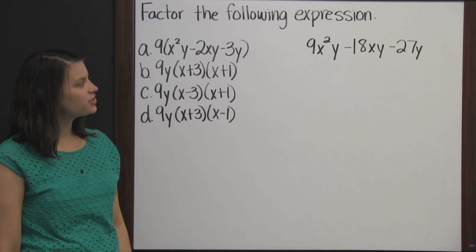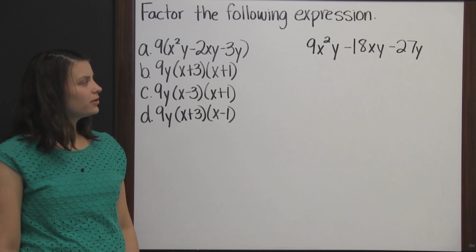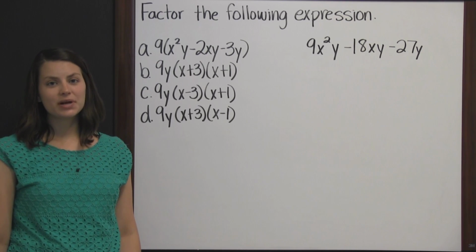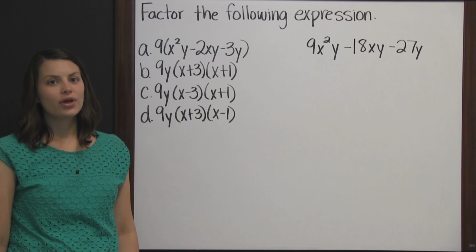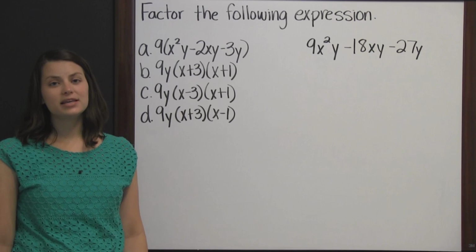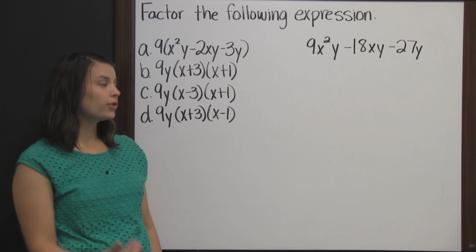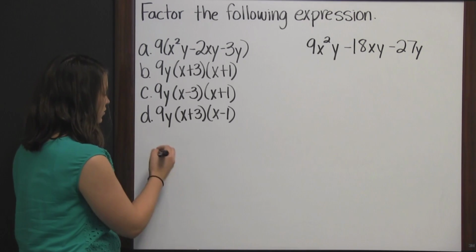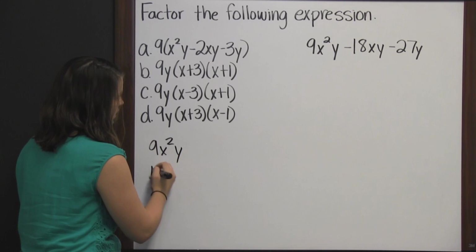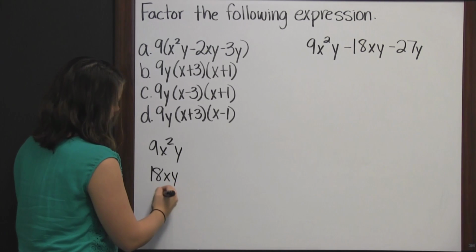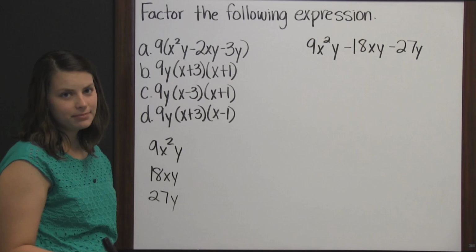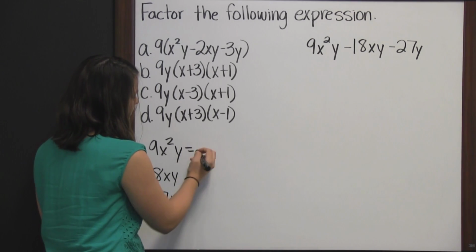Factor the following expression: 9x squared y minus 18xy minus 27y. The first thing we need to do in factoring is to look and see if there's a GCF for our terms. So I'm going to write down our terms: 9x squared y, 18xy, and 27y. And then I'm going to factor them to see if I can find a GCF.